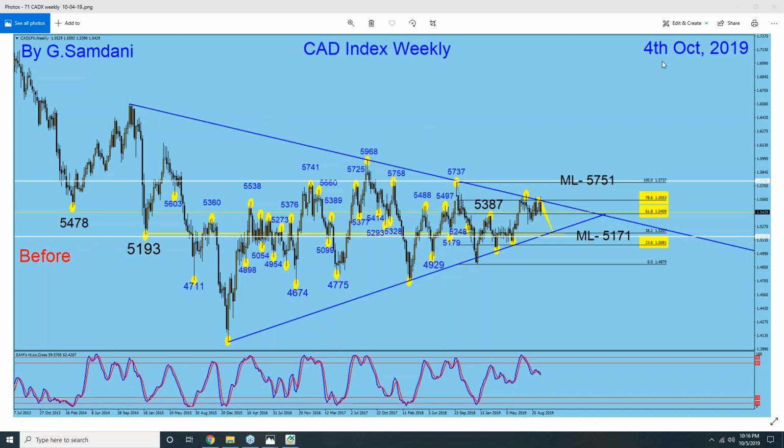This is the CAD index weekly chart I already made and sent out to my subscribers. They all have it. These are the weekly and monthly charts. I make all the indexes and the charts, and I give them to my subscribers. So what are these? These are basically like a road map, like a territorial map, with all the streets, street numbers, avenues, and all that.